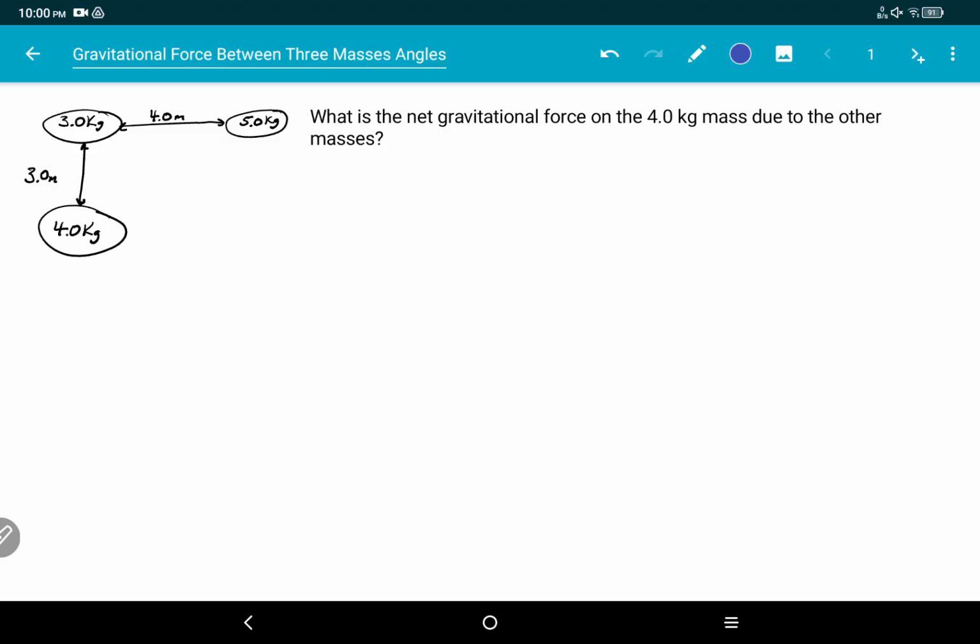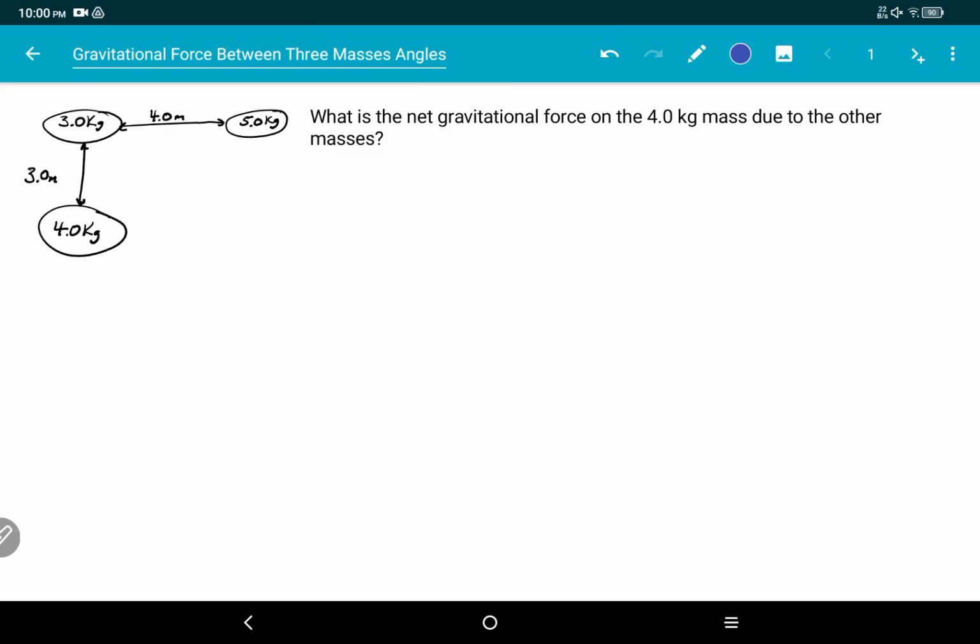We're looking at gravitational forces between three masses. We're going to have an angle this time because these masses are at a right angle, or 90 degrees apart from each other. In the previous video, it was horizontal or vertical, straightforward, with no y components involved. But this time we're going to have some y components, so we're going to have to use component vector math.